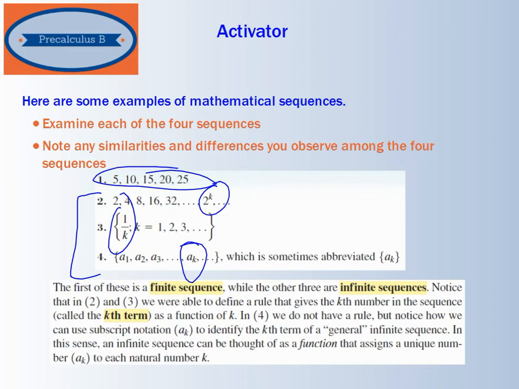All right. In the fourth one, we don't actually have a rule, but we can just use this subscript notation to identify the kth term of a general infinite sequence. So in that sense, an infinite sequence can be thought of as a function that assigns a unique number, a sub k, to each natural number k. The big difference, though, was the infinite versus finite nature of those sequences.